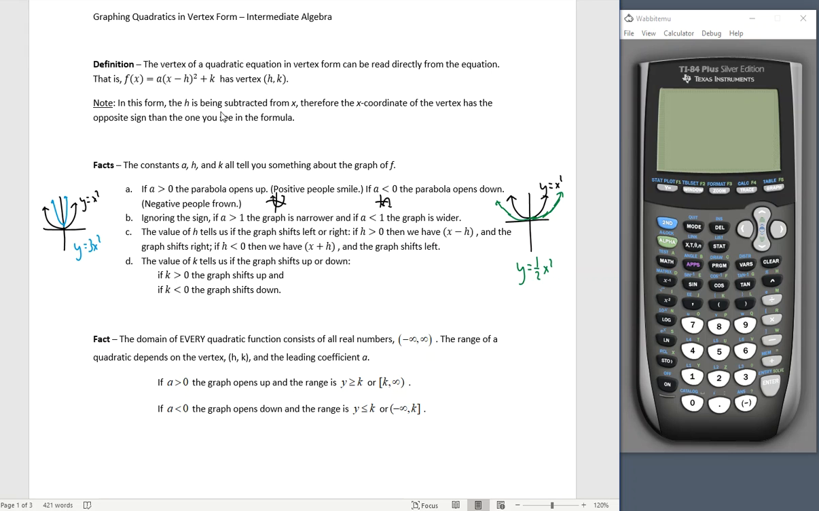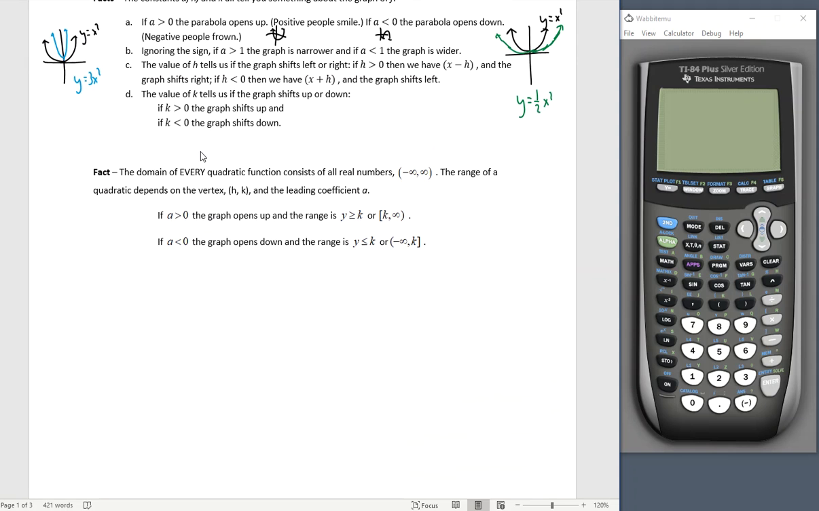The value of k tells us if the graph is shifted up or down. If k is positive, it goes up. If k is negative, it goes down. So on the outside, it makes sense. If I add, I go up. If I subtract, I go down. But on the inside of the parentheses, before you square it, it is kind of opposite of what common sense tells you it should be. That's all right. We'll work on it a little bit.